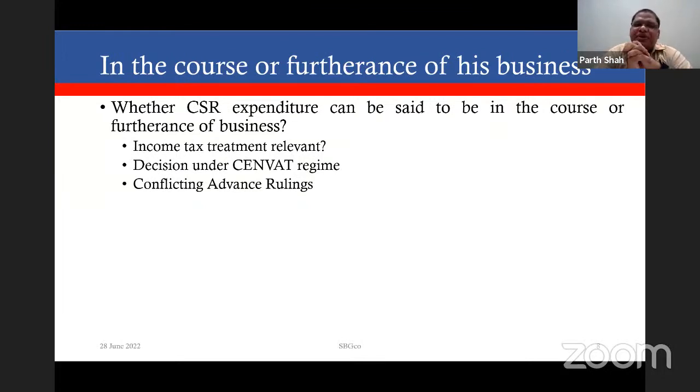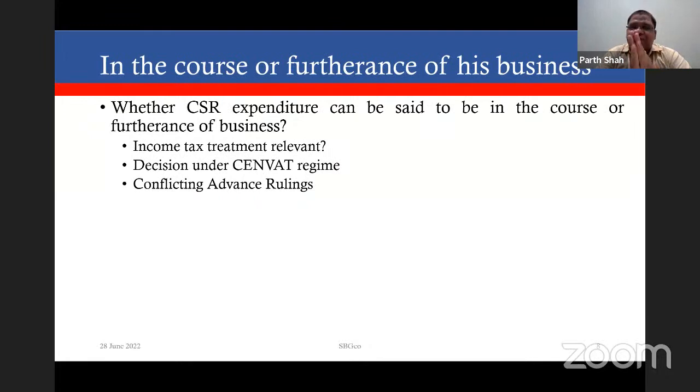The first example, which has been in the news of late, is whether CSR expenditure can be said to be in the course or furtherance of business. Why does this question come? Incurring CSR expenditure is a business requirement, especially under the Companies Act 2013. So why is this question relevant? Under income tax, there's a problem because Section 37 clearly says that this is not an allowable expense.